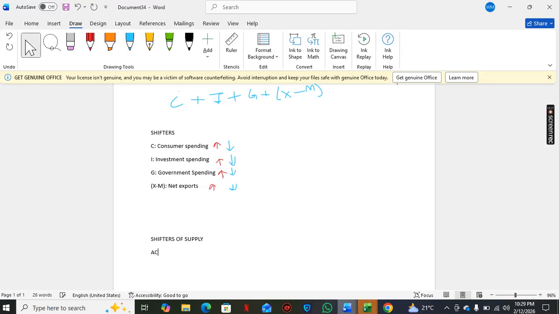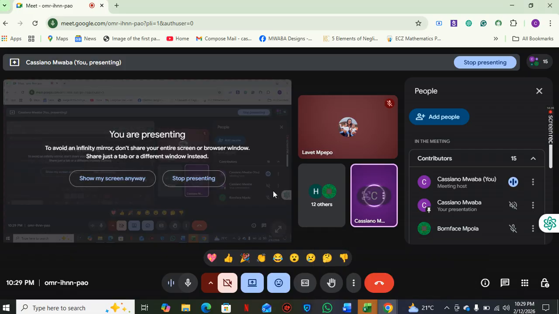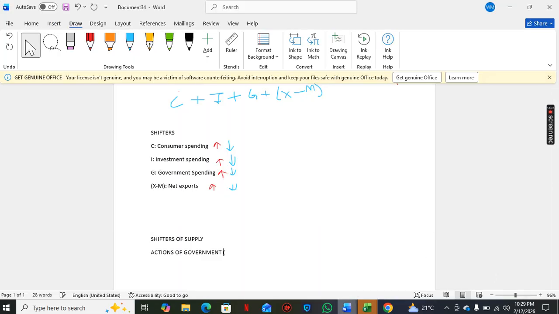The first one, actions of government. They are similar to the shifters in microeconomics, colleagues, okay? So for this one, you don't really need to panic. Remember, we had actions of government. This can include tariffs. Colleagues, what is a tariff?